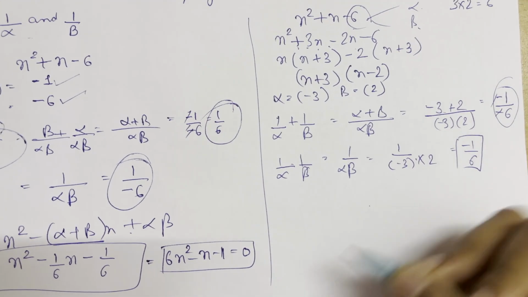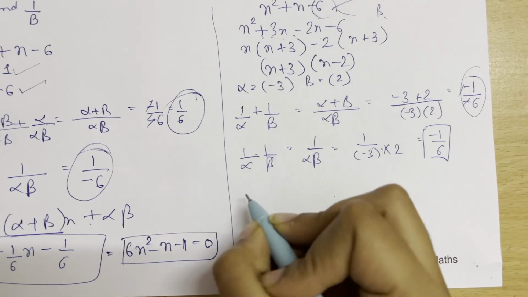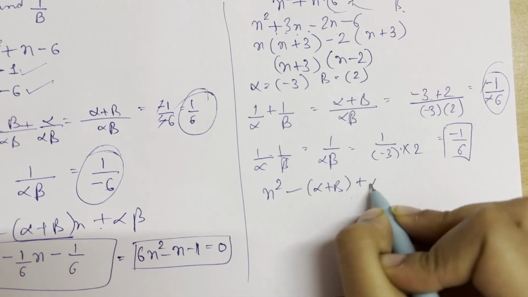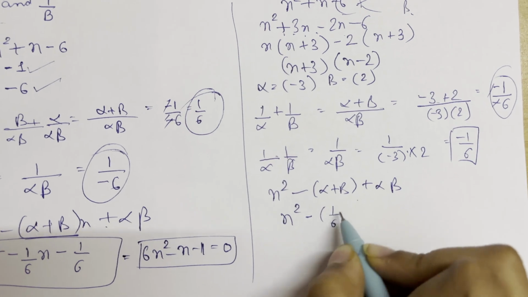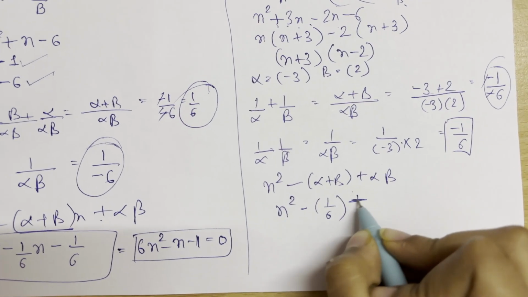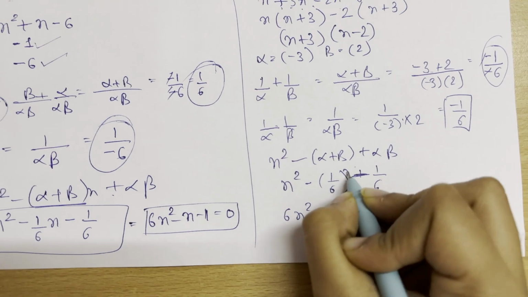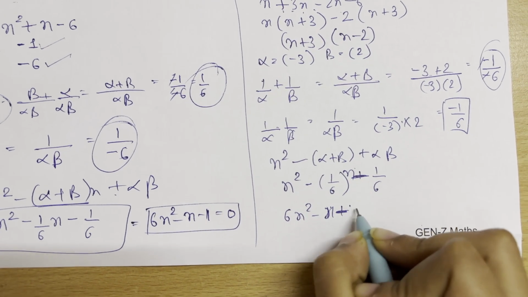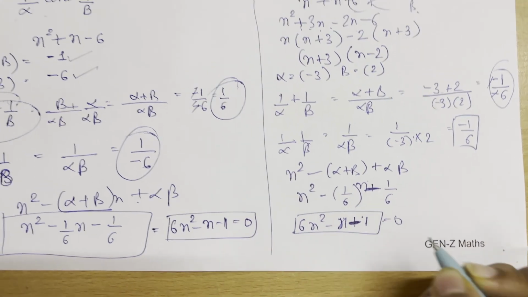Now these two values could be substituted the same way we have done here. I'll again tell you, x square minus (alpha plus beta)x plus alpha beta: x square minus 1 by 6 x plus alpha beta, which will be minus 1 by 6. It could be written as 6x square minus x plus minus 1, which is minus 1 equals to 0.